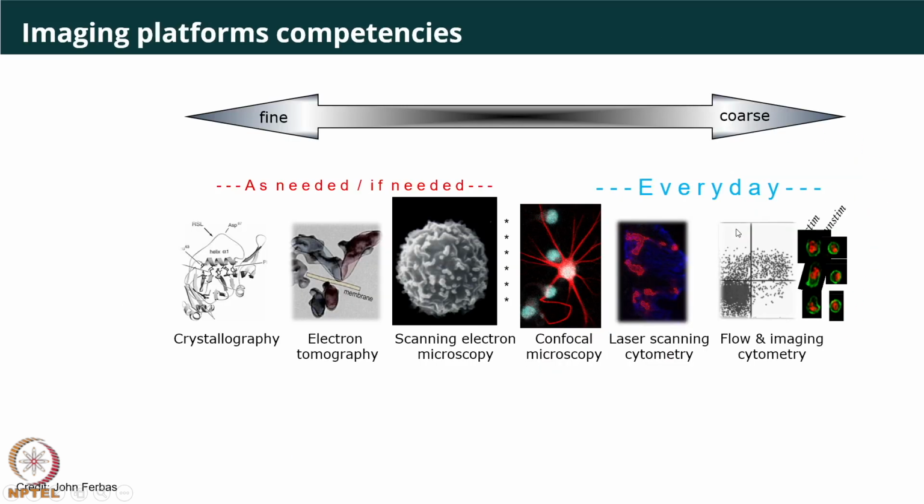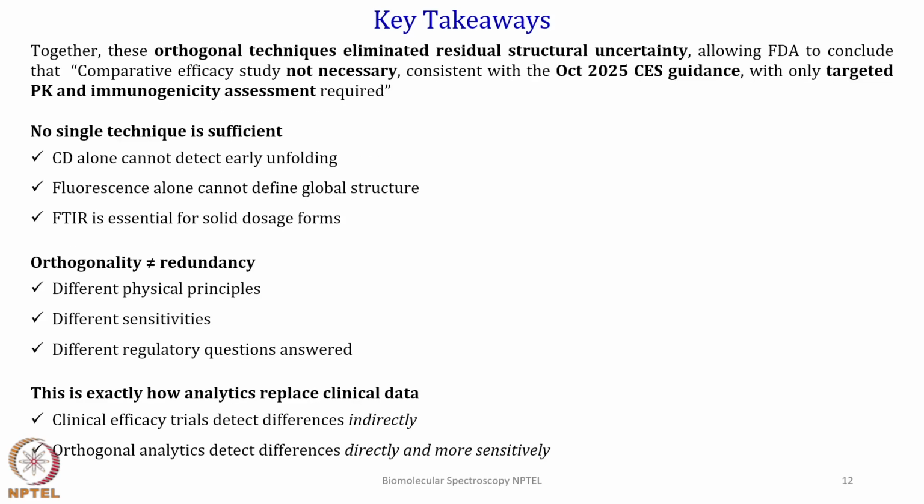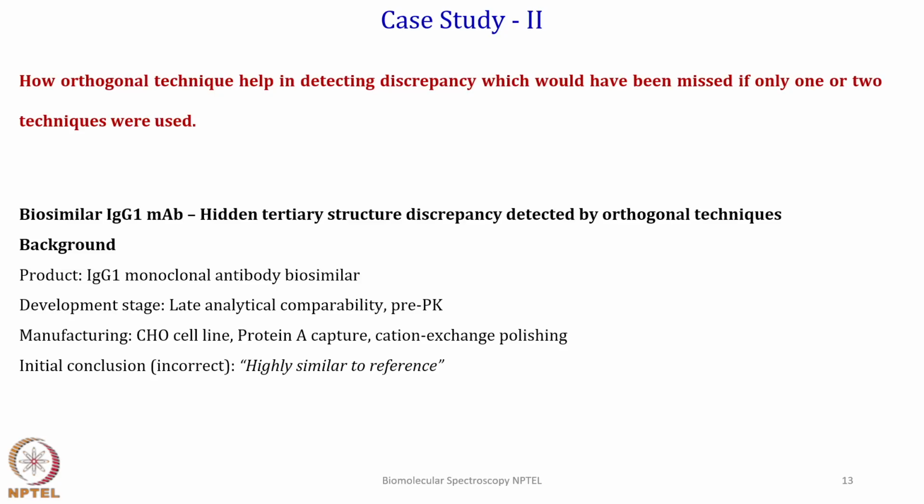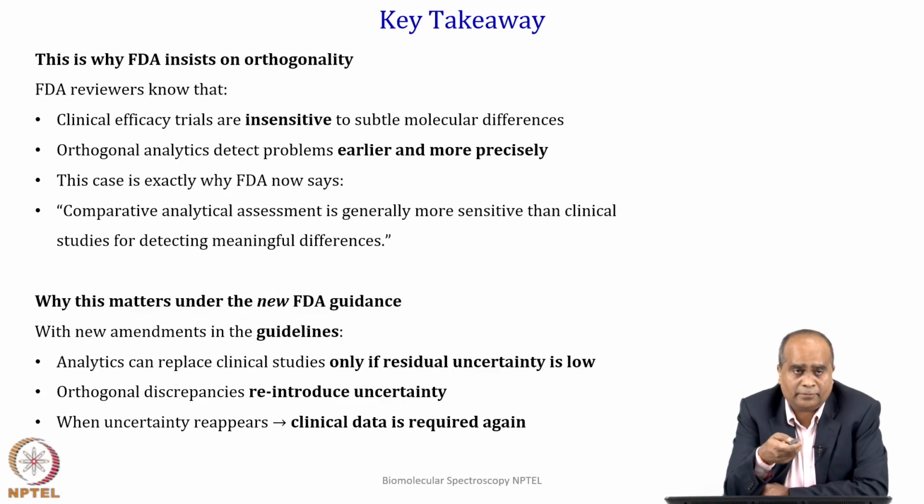So, that is the problem one can face if early stage analytics is not invoked in this study. Okay. So, what is the key takeaway? That there is no shortcut in biosimilar production, and therefore, FDA insists on orthogonality. You cannot rely on one technique, you have to use many techniques which are orthogonal.